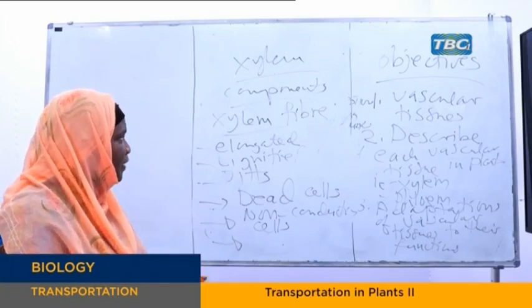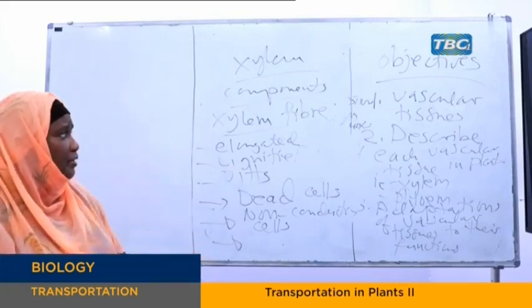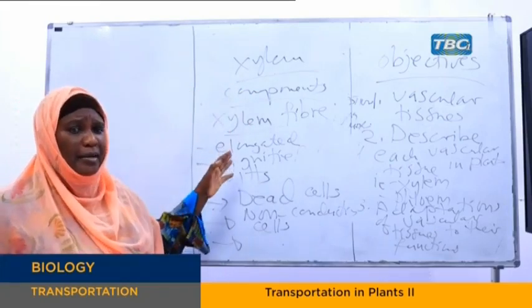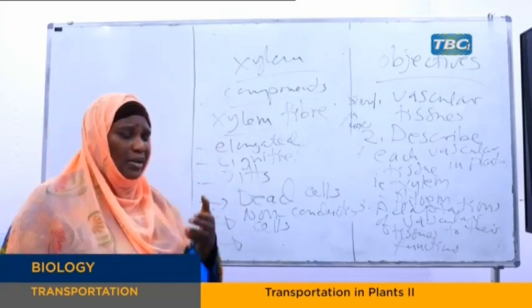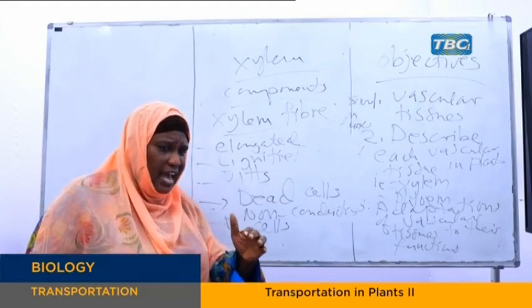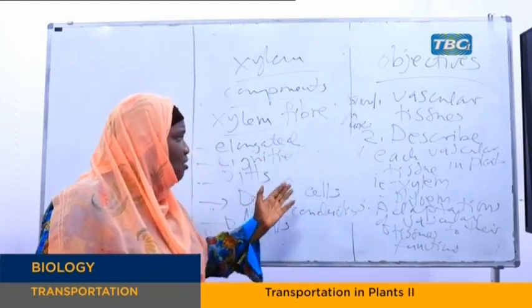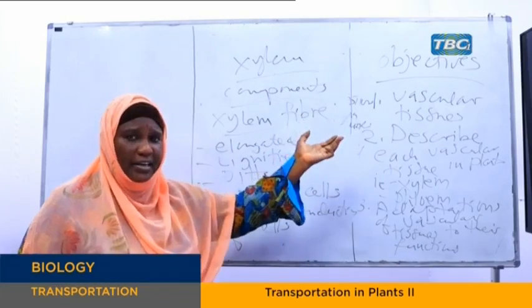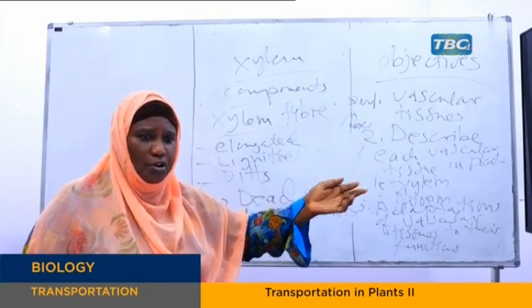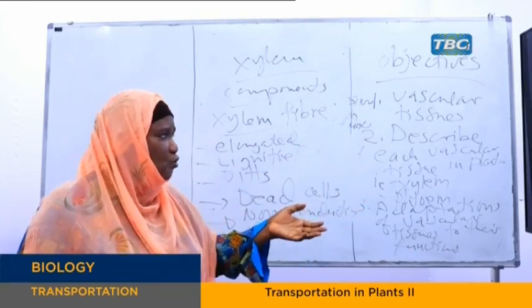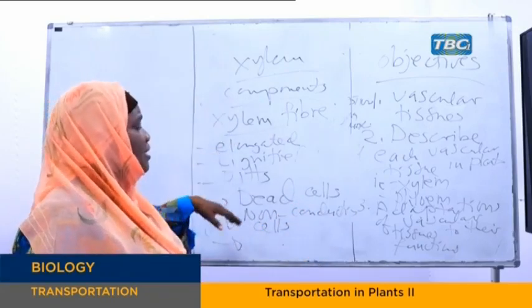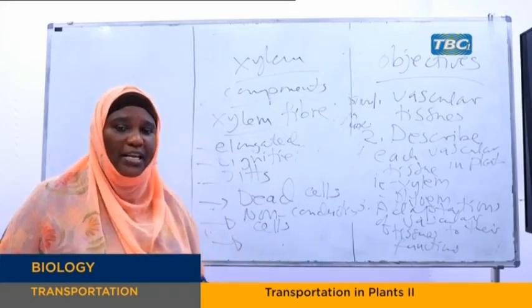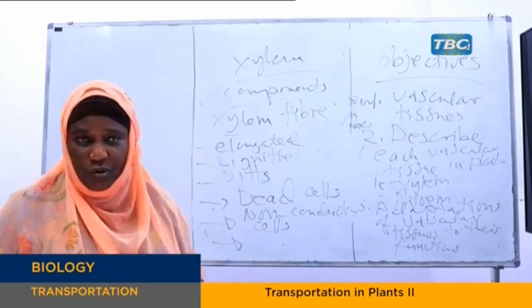Okay, my dear students, after describing the components of xylem and checking their roles, it is your time now to sit down and revise all things which I have introduced to you, starting from question number 1 and question number 2. Use about 3 minutes to make discussion and a description about what we have discussed. After that time, I will come and we will continue with our lesson.